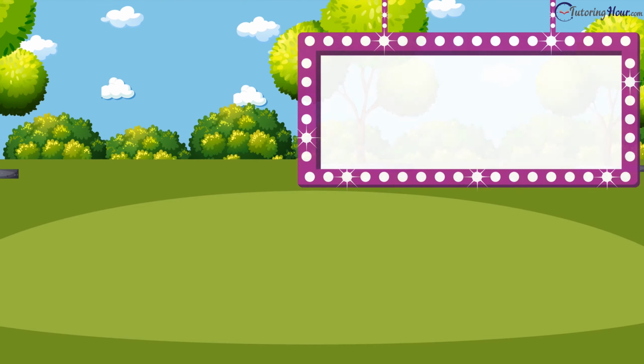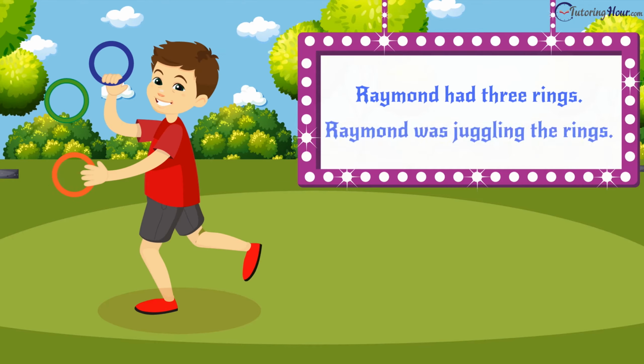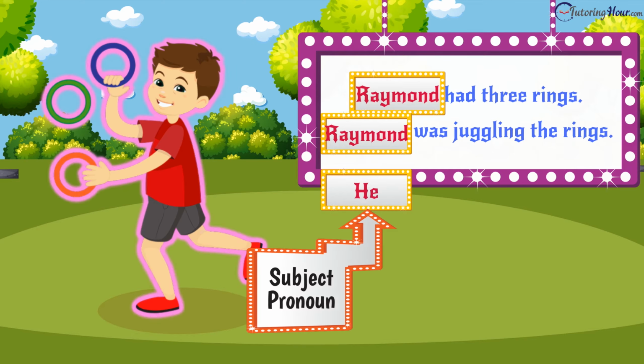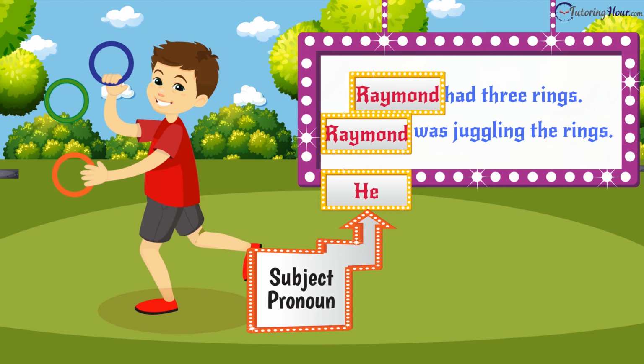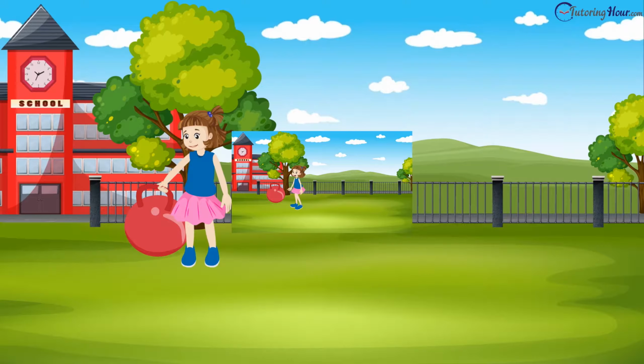Let's take this sentence for instance. Raymond had 3 rings. Raymond was juggling the rings. Raymond is the subject, and we know Raymond is a boy. We'll use the pronoun he to replace Raymond in the second sentence. So we have, Raymond had 3 rings. He was juggling the rings.